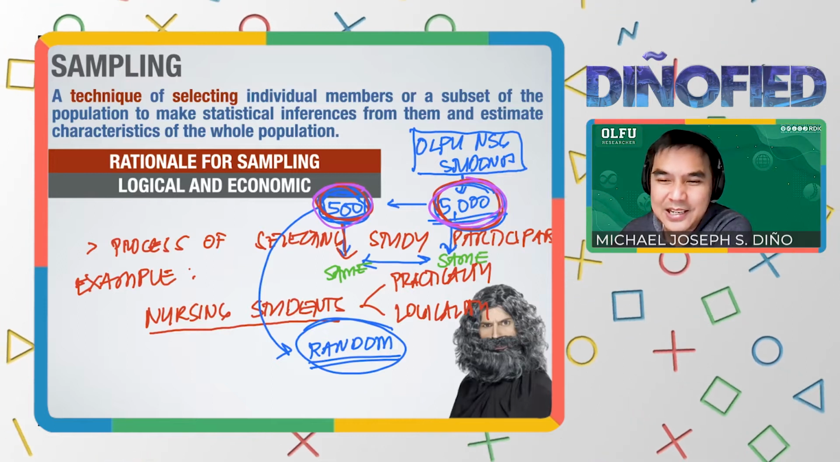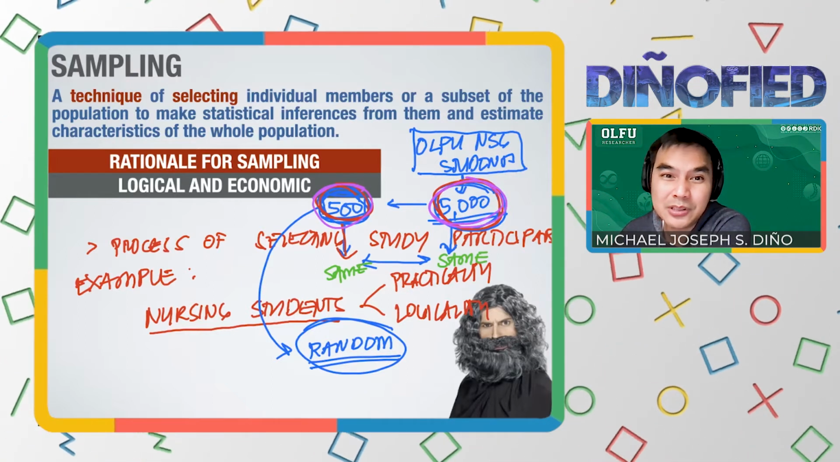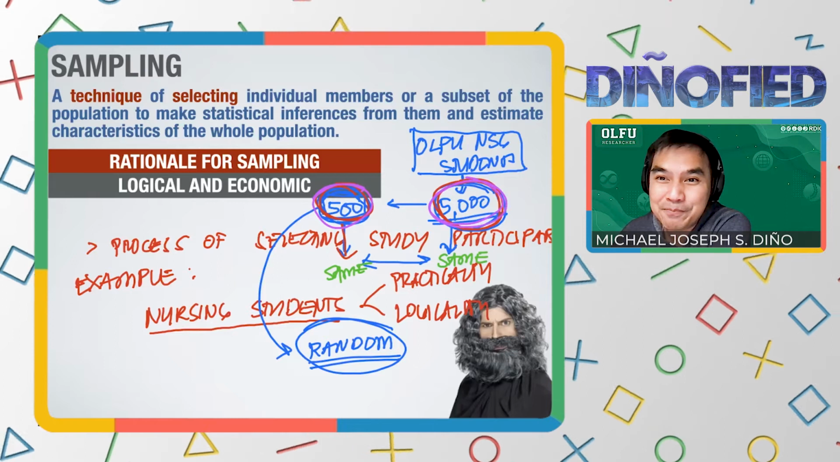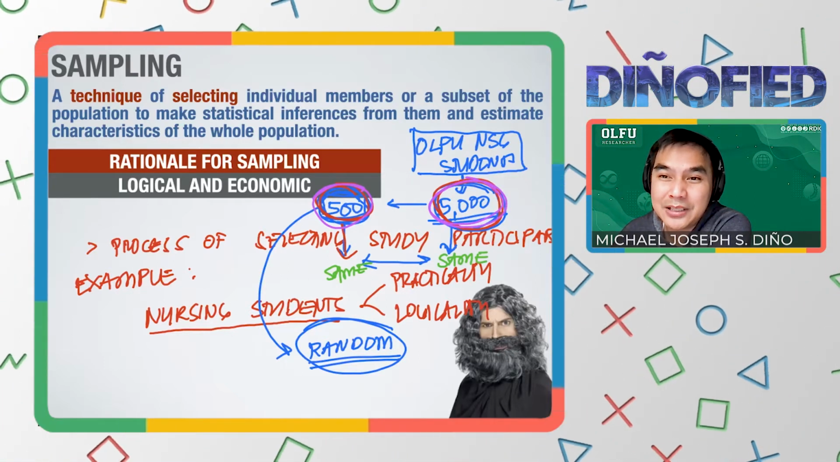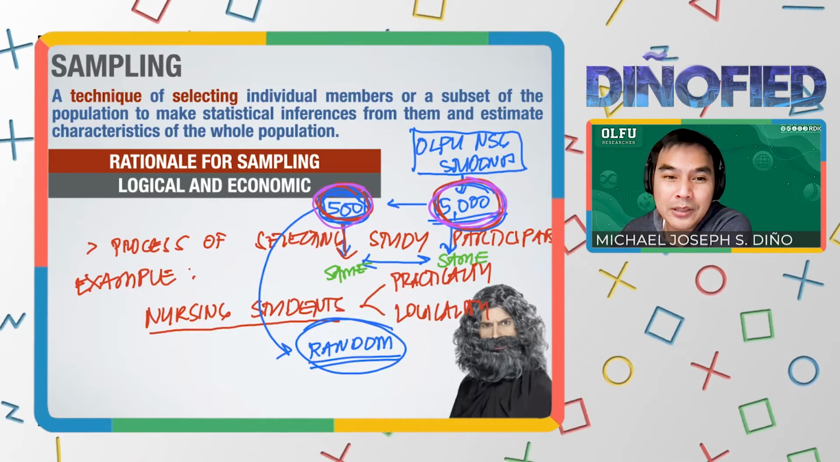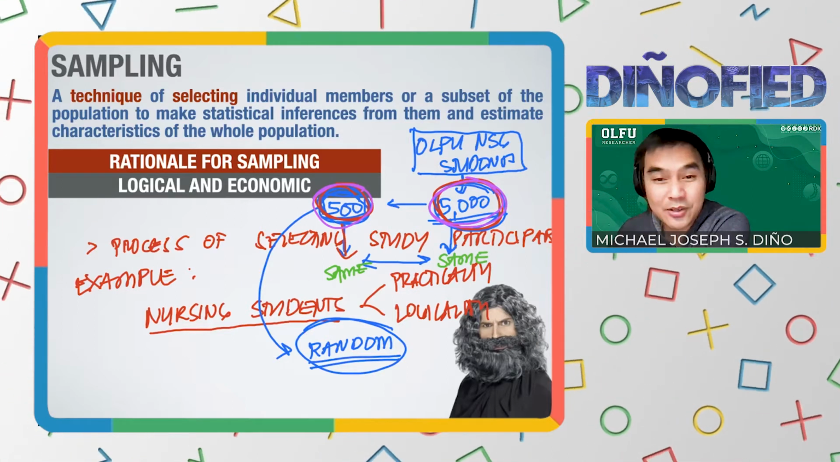Randomized sampling. Okay, randomized sampling. Very good. Kasi why waste your time in including all the members of the population? And at the end of the day, when you randomize, you're going to receive the exact result.